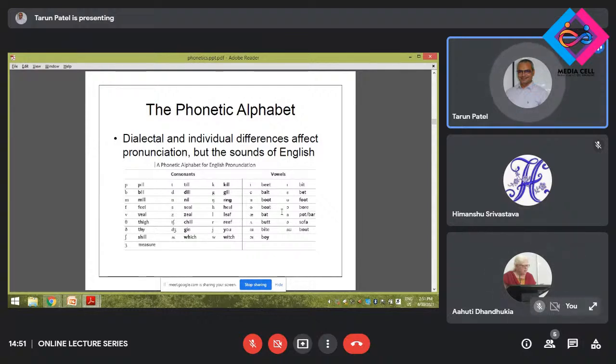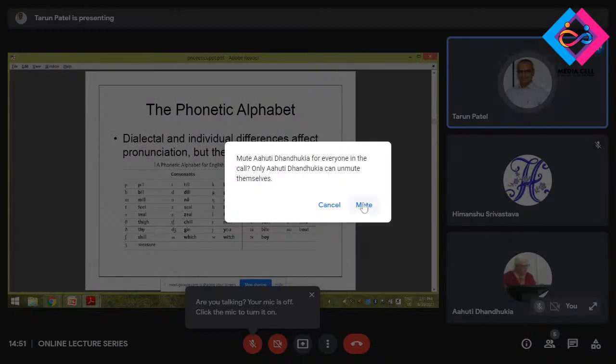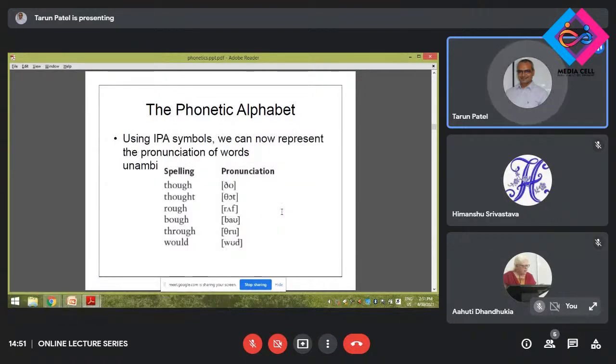And you must have gone through all the consonants and vowels and diphthongs. So we are not going to look at them one by one right now. So these are the consonants and vowels that we use. Similarly, using the IPA, we can now represent the pronunciation of words like this, right? So here we have though, we have thought, we have rough, we have bough, right?